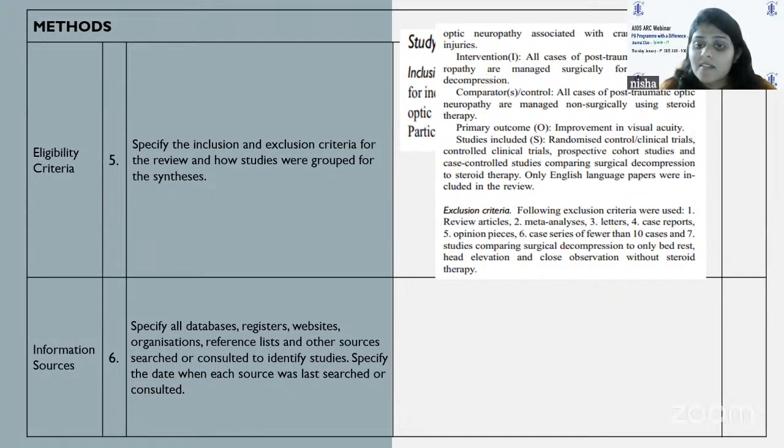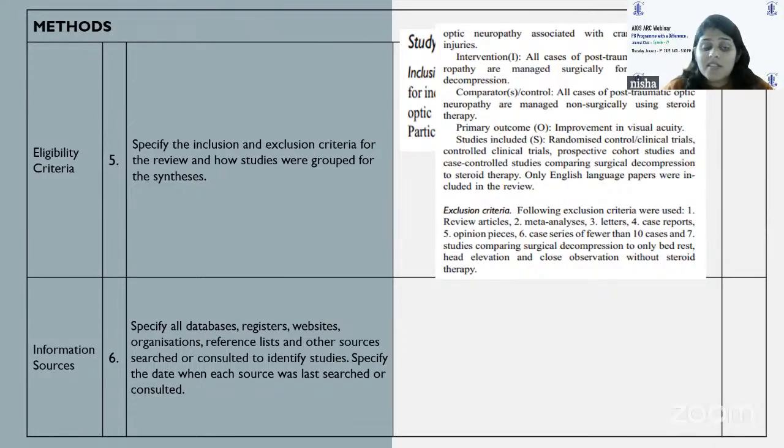And studies, S. That is, the studies that were included were mainly the randomized controlled trials, the prospective cohort studies, and case control studies, and case series which had more than 10 as a number. And only English language papers were included in this review.